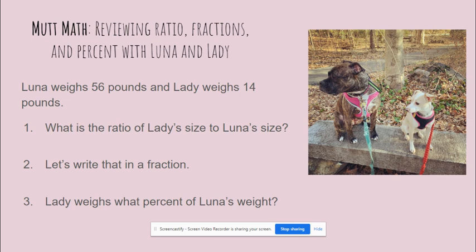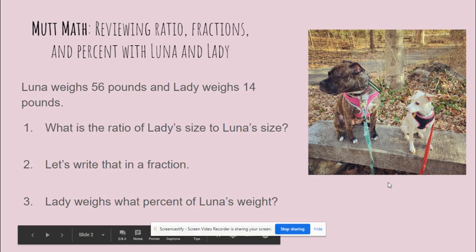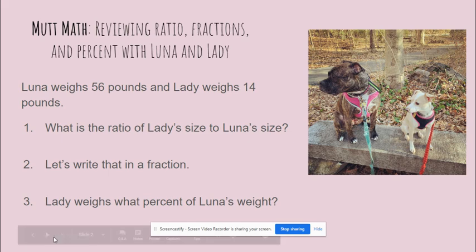Again, it's the ratio of Lady's size to Luna's size. You're going to write that as a fraction. And then you're going to write what percent Lady's weight is compared to Luna's weight. Do the best you can, and if you aren't sure of something, you're going to see the work and the answer on the next slide. So you had to hit pause, get your work done. Okay, so at this point, I'm hoping you have paused the video. Go ahead and try to work out all three questions.